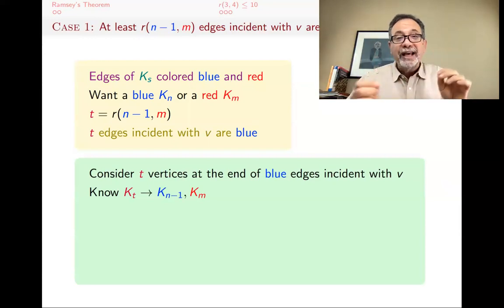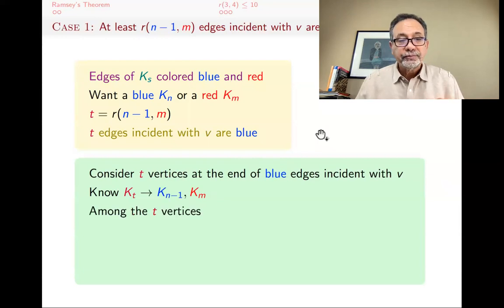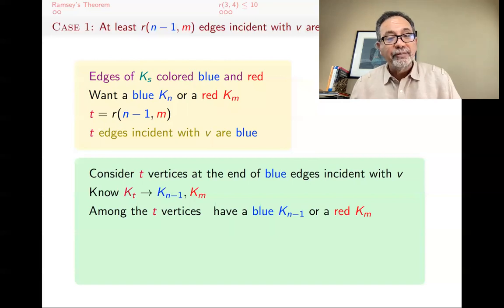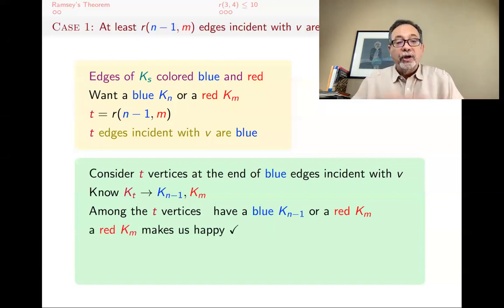They're all connected with edges, and we've already colored them. So we're guaranteed one or the other of two, and we've got to make sure that in either case, we're good. Among the T vertices, we either have a blue Kn minus 1 or a red Km. If we have a red Km, well, we're good already.